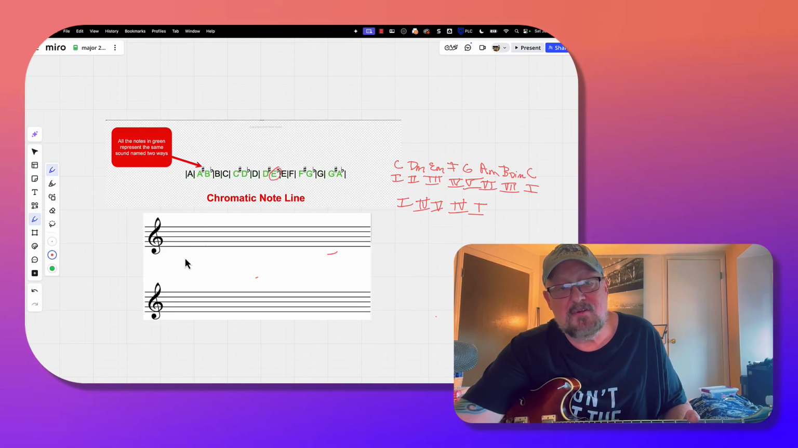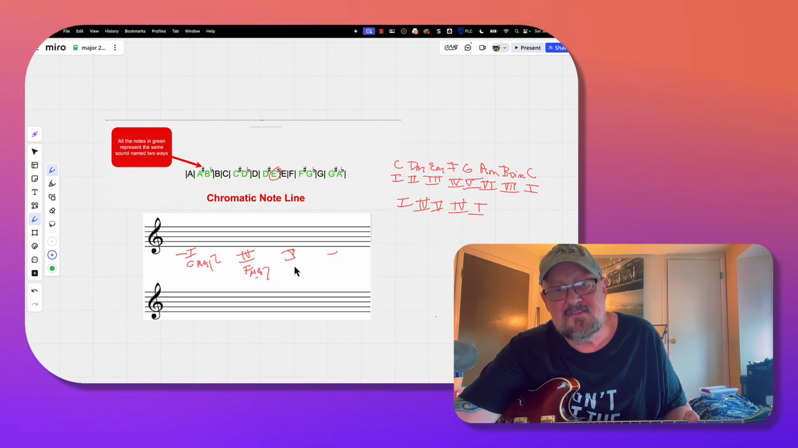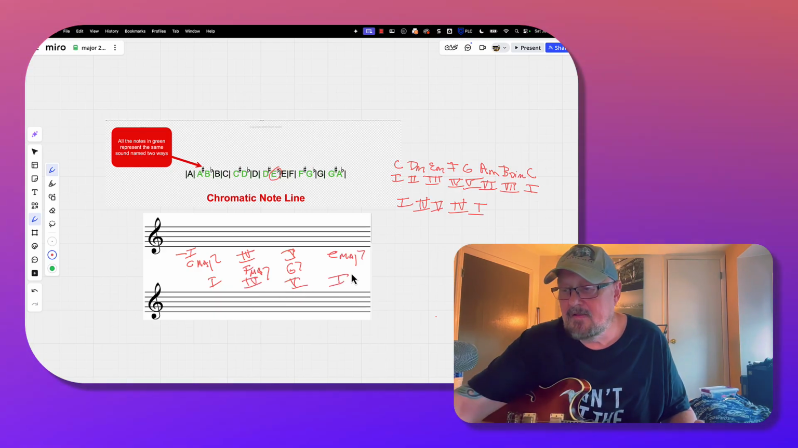So if we do it with four-part harmony, we have the 1 chord as a C major 7, and I won't put them all as notes. And then the 4 chord is F major 7, and the 5 chord is G7. And let's get that going right back to C major 7. So that's 1, 4, 5, 1.